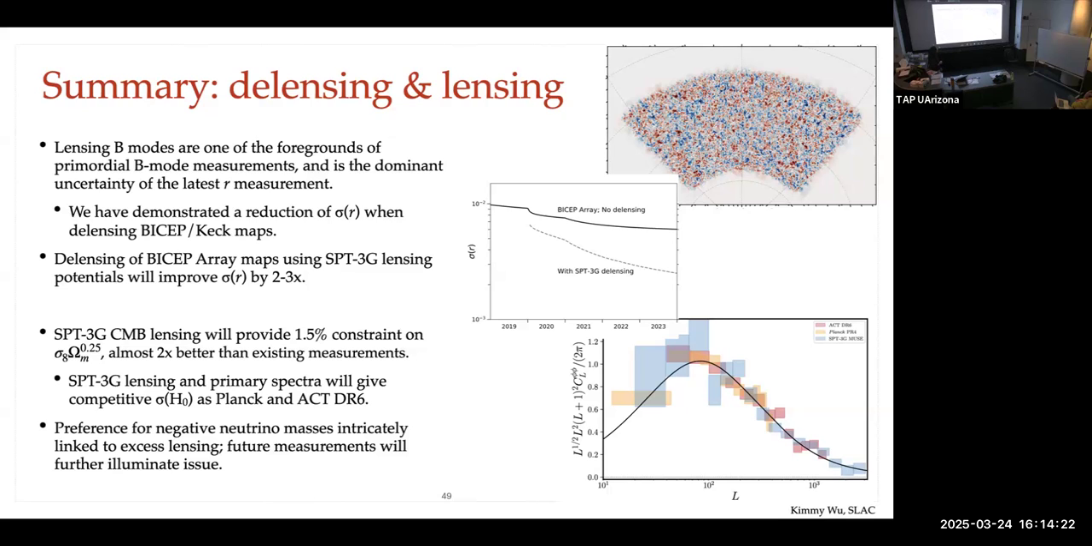And SPT-3G CMB lensing, so this is the kappa map from that analysis, will provide a 1.5% constraint on sigma 8 omega m to the quarter. That's almost 2 times better than existing measurements. And combining our lensing measurements with our primary CMB spectra will give competitive H naught uncertainty. And the very curious preference for negative neutrino mass is intricately linked to excess lensing, and future measurements will further illuminate this issue. I have a couple of slides on DR6 and DESI Y3, but I will leave that depending on if there is interest, and conclude.